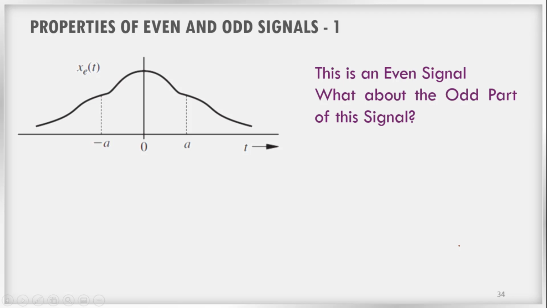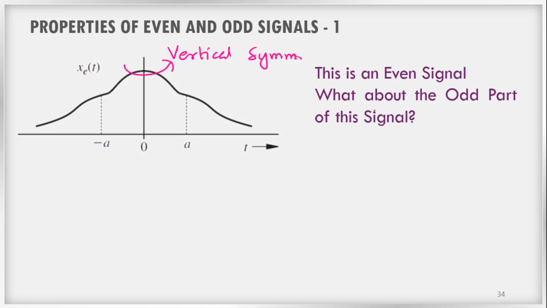Now we have some properties for these even signals and odd signals. So let us see one by one. Here we have an even signal. Why do we call it an even signal? Because it has a vertical symmetry. This signal has vertical symmetry because we can flip it horizontally with respect to the vertical axis, and we will get the same signal.